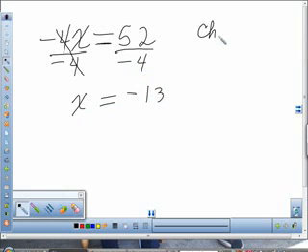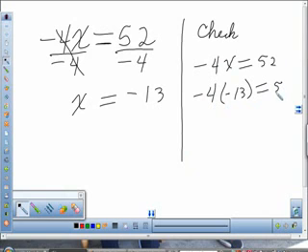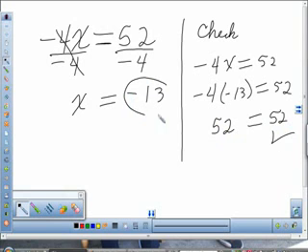And then you should have gone ahead and checked it. You have negative 4x equals 52. And hopefully you plugged in a negative 13. We know a negative times a negative is a positive. 4 3s is 12, carry 1. 4 1s is 4, and the 1 I carried is 5. And sure enough, I got 52 equals 52. It checked, and what did you circle for your answer? Negative 13. Very good. Very good.